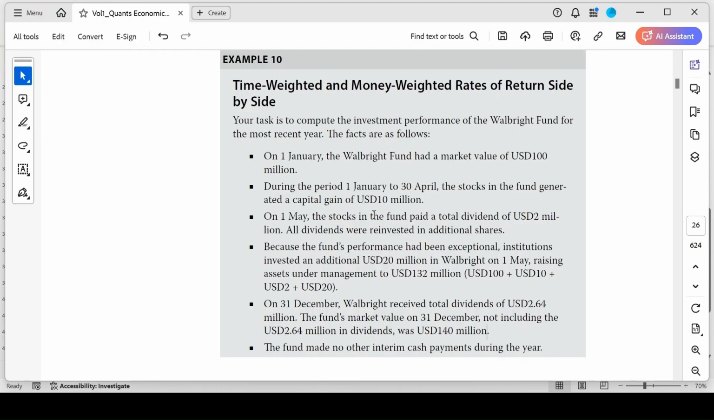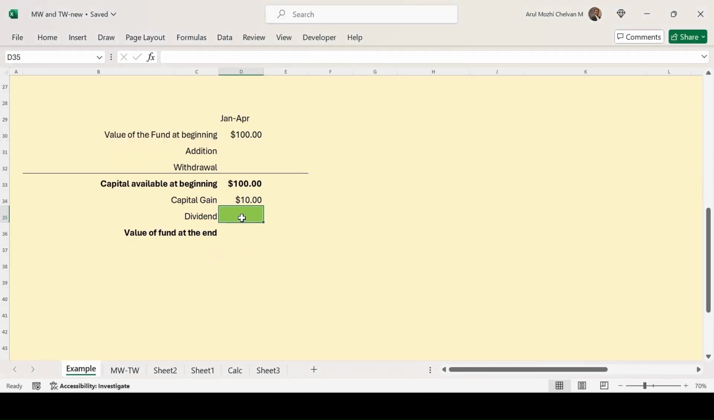On 1st May, the stocks in the fund paid a total dividend of $2 million. All dividends are invested in additional shares. This dividend of 2 million is for the first 4 months, so we will put it at the end of April. This is as good as May beginning because all dividends are reinvested. So what will be the value of the fund at the end? It will be the sum of initial capital, capital gain and dividend received. So it will be 112. This will be the opening value for the next period.